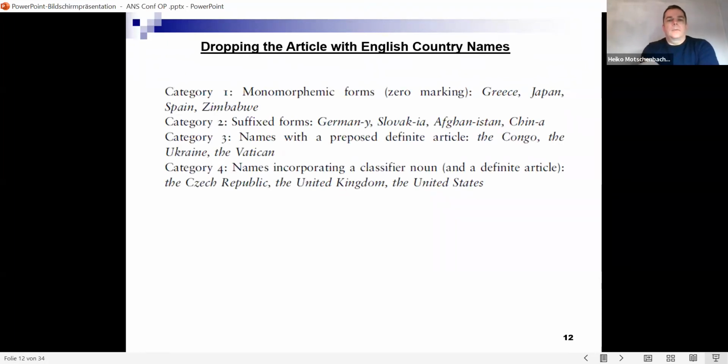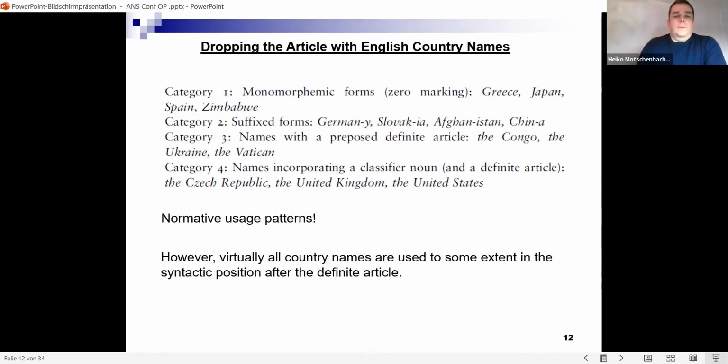Now, the earlier research literature has identified 4 categories here and related these to article use. So we have category 1, that's monomorphemic forms, cases like Greece and Japan and Spain. Then we have suffixed forms in category 2, Germany, Slovakia, Afghanistan, and so on. Category 3 are names with a pre-post definite article, the Congo, the Ukraine, the Vatican. And category 4 would be names incorporating a classifier noun plus a definite article, the Czech Republic, the United Kingdom, and so on. Again, this is a fairly normative account of what's going on, and we will see that in each of these categories, we have a certain degree of variation going on in actual language data.